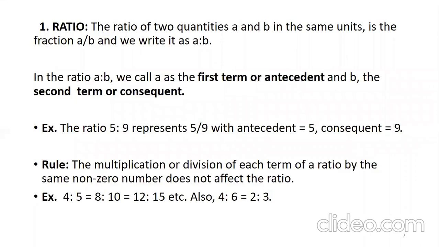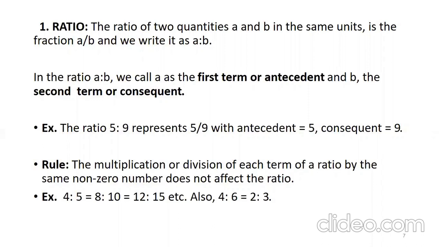The facts and formulas we are going to see now. First of all, what is meant by ratio? We are comparing one number with another number. The ratio of two quantities A and B in the same units is the fraction A by B, and we write it as A is to B. Suppose you score 20 marks out of 25. So we will be representing it in the form of 20 by 25. The mark you scored is A and the maximum mark is B. So A by B.